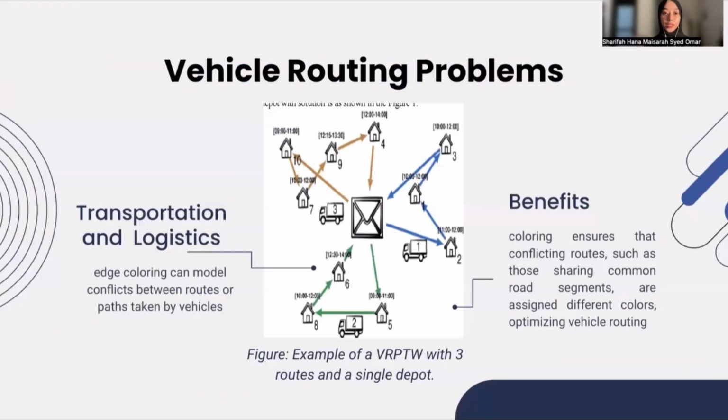So the next application is the vehicle routing problems. The figure below shows an example of a VRPTW with 3 routes and a single depot. It is used in transportation and logistics, where the edge coloring concept can model conflicts between routes or paths taken by vehicles. The benefit is that the coloring ensures that conflicting routes, such as those sharing common route segments, are assigned different colors, optimizing vehicle routing.